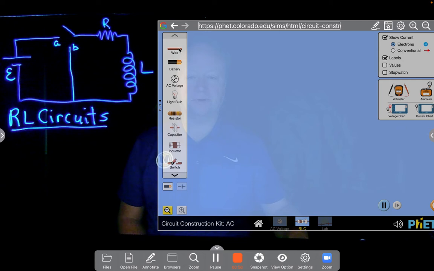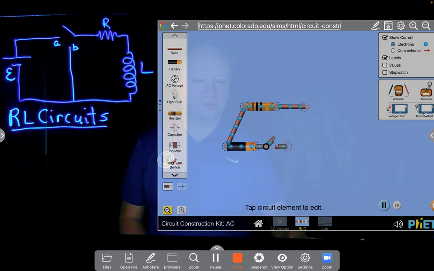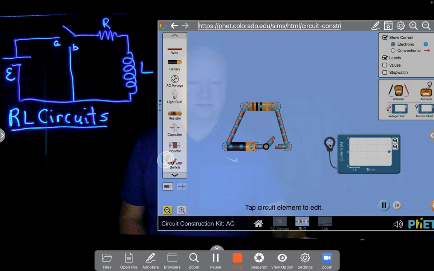So if we build a simple circuit, I'm going to pull a wire, a resistor, a battery, and put a switch in here. Now if I pull a current monitor down and we look at what happens to the current when we close the switch, notice the current increases dramatically and very abruptly. That can be very harmful for elements in a circuit.